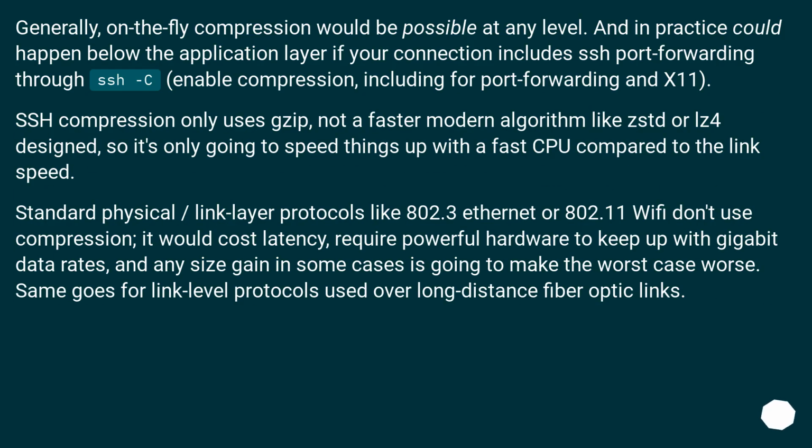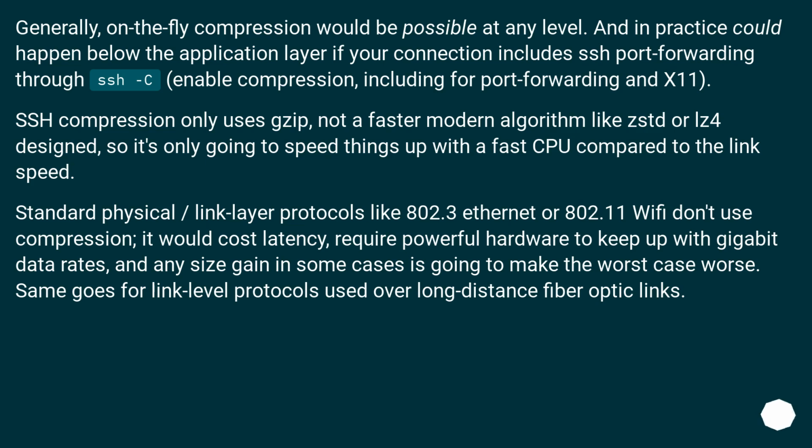Generally, on-the-fly compression would be possible at any level, and in practice could happen below the application layer if your connection includes SSH port forwarding through SSH with -C to enable compression, including for port forwarding and X11. SSH compression only uses ZIP, not a faster modern algorithm like ZSTD or LZ4, so it's only going to speed things up with a fast CPU compared to the link speed.